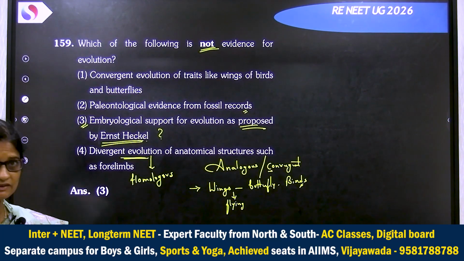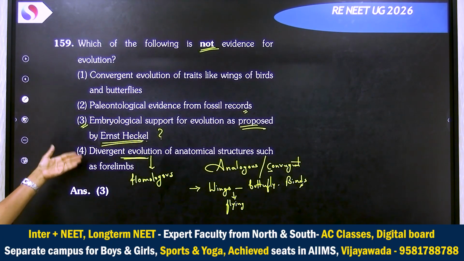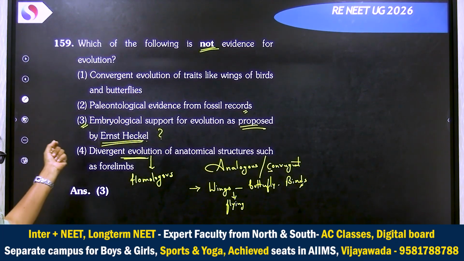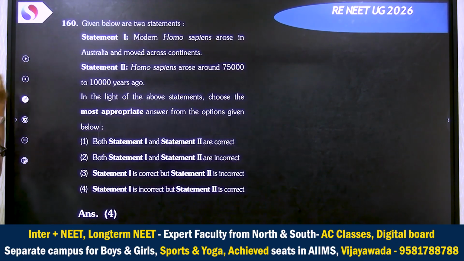Why is the third one not evidence? It was proposed by Ernst Haeckel. They didn't give any example, they didn't explain that one. They just gave the statement that has been proposed there. So our option will be acting as the third option there. Okay, my dears. See the next question, number 160.